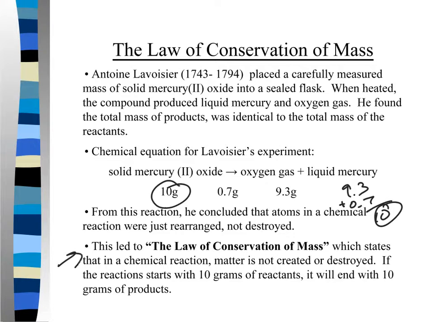So this led to the law of conservation of mass, which states that in a chemical reaction, matter is not created or destroyed. If a reaction starts with 10 grams of reactants, it will end with 10 grams of products. So think of those combustion reactions where you have a hydrocarbon and you have oxygen and something starts on fire. You're going to have that carbon dioxide and you're going to have that water. You're still going to have the same mass on the product side.